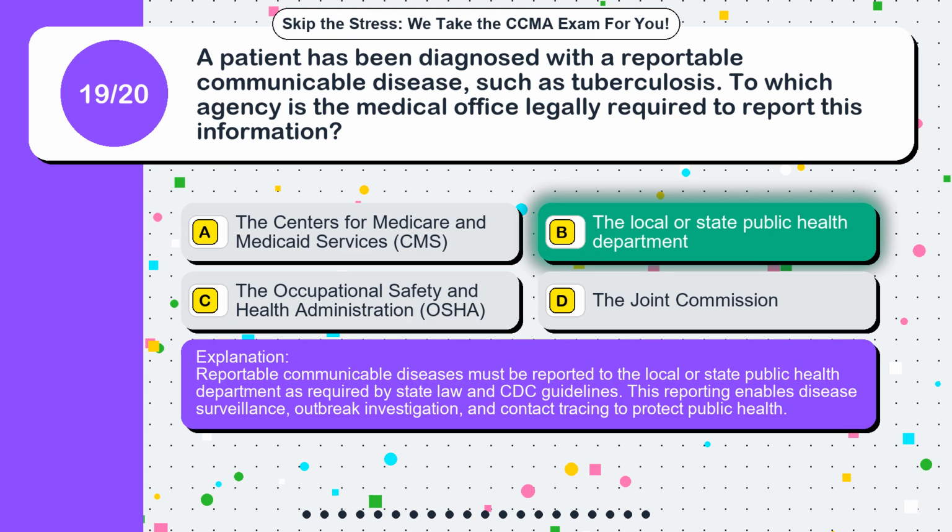Reportable communicable diseases must be reported to the local or state public health department as required by state law and CDC guidelines. This reporting enables disease surveillance, outbreak investigation, and contact tracing to protect public health.